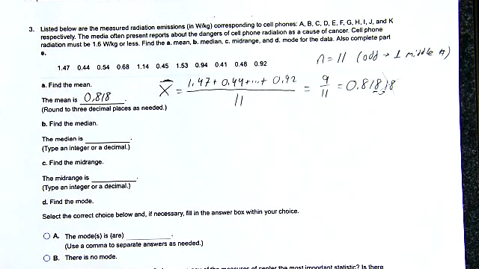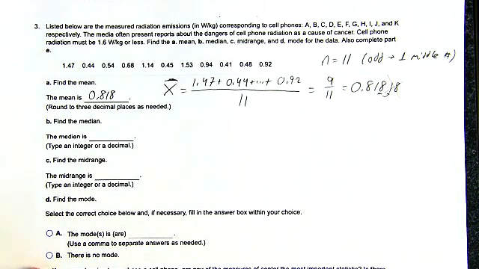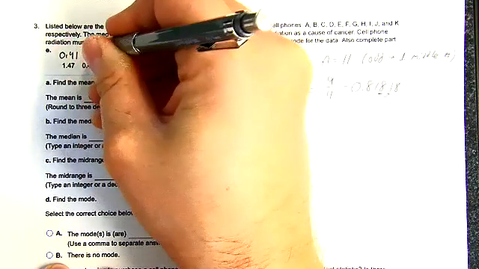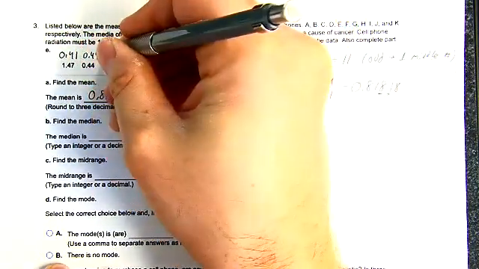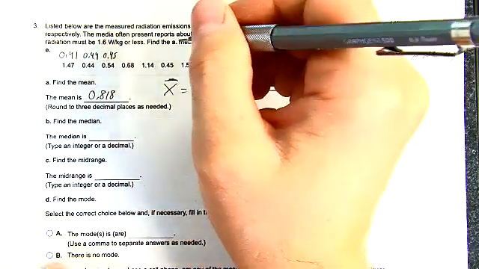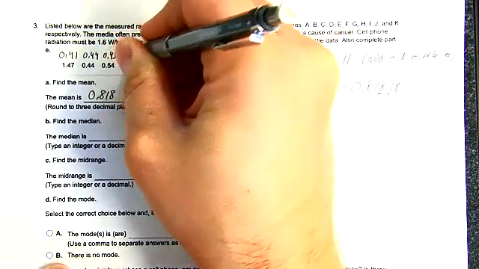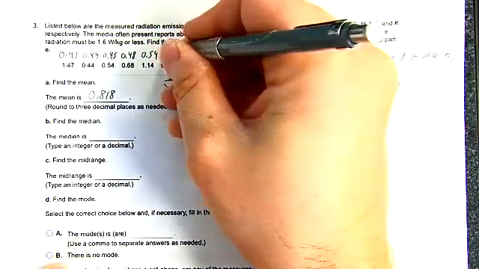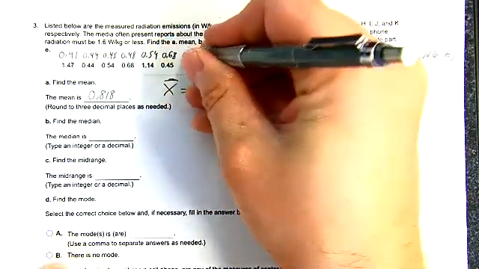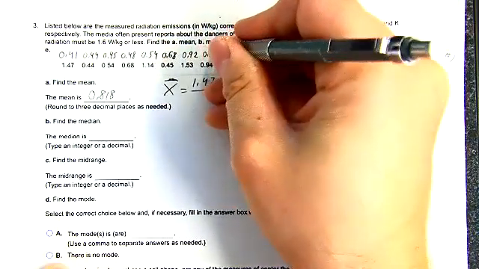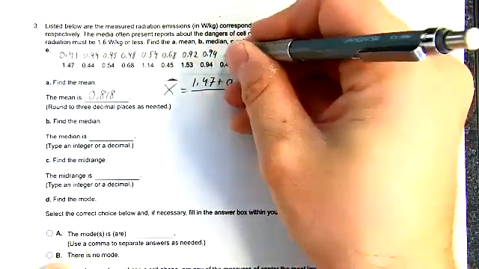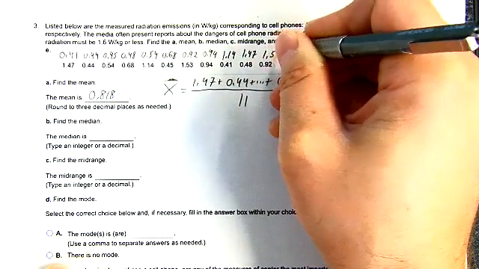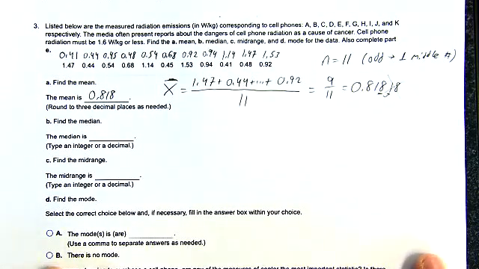The median, we'll have to put these numbers in order. If we do that, it should be 0.41 first, then 0.44, 0.45, 0.48, 0.54, 0.68, 0.92, 0.94, 1.14, 1.47, and 1.53. So those are now in order.